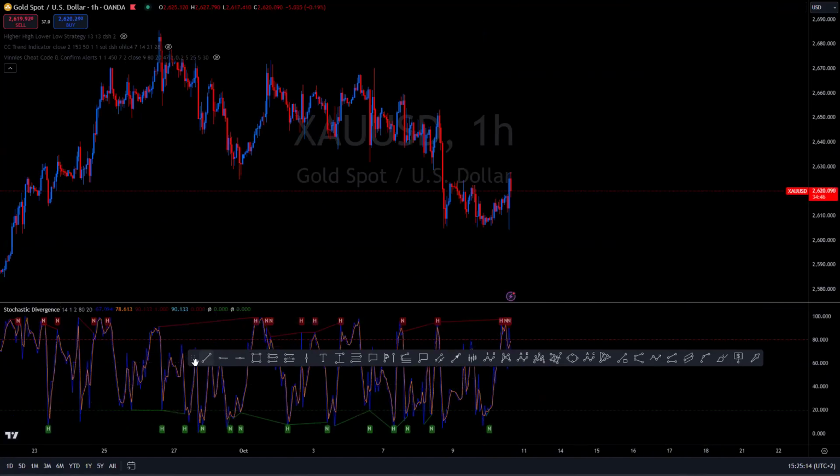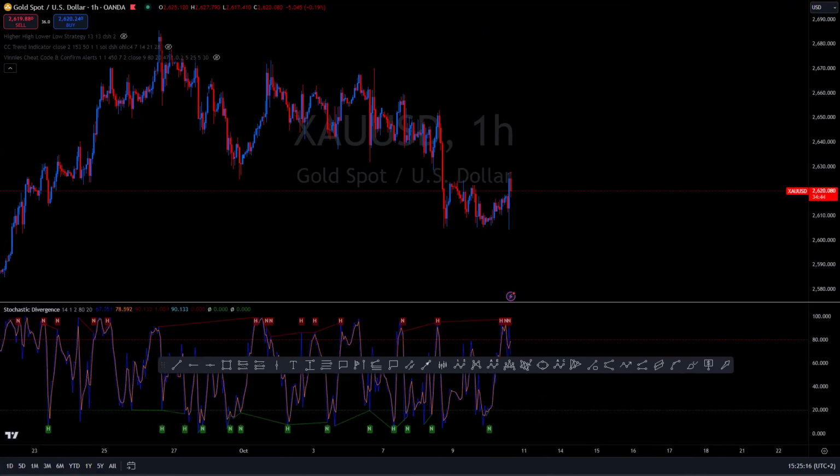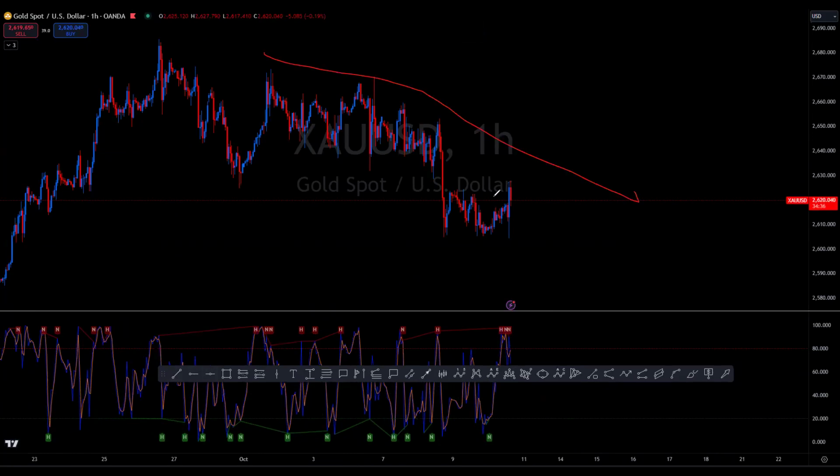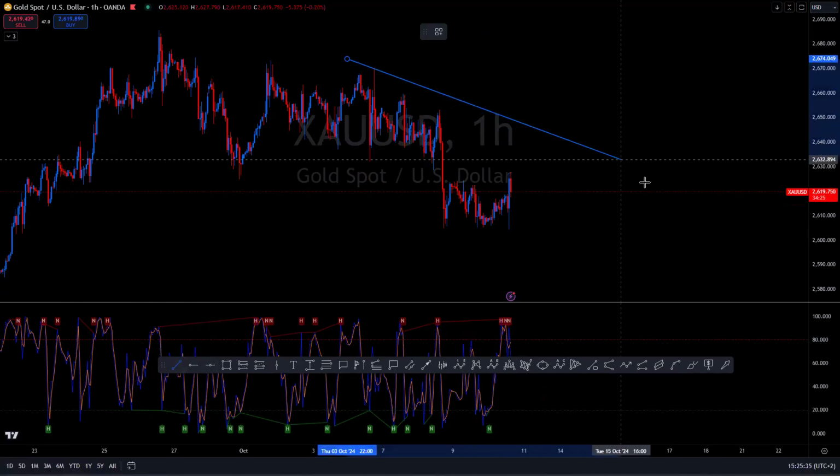We want to go ahead and get started on the 1 hour time frame. So we want to figure out what the overall trend is. We can see that price has been trending downward. Previous lows have been broken. So it's clear that price is in an overall bearish market. Let's go ahead and mark that up.